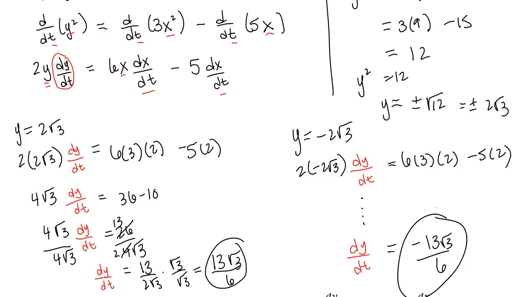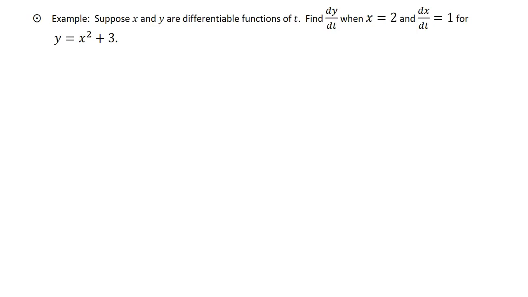There's no word problem attached to this. It's just the rates dx over dt and dy over dt are related to each other through the variable t. So we'll do another one of these. Suppose x and y are differentiable functions of t. We want to find dy over dt when x equals 2 and dx over dt equals 1 for y equals x squared plus 3. So I'm going to take the derivative with respect to t of both sides.